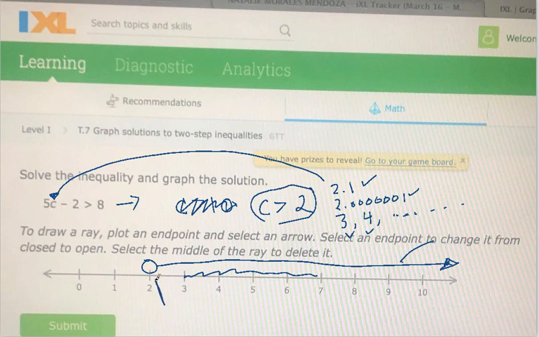So I leave this as an open circle. If I drew a closed-in circle, that would include the number 2. An open circle does not include the number 2 in the answer set. So any number that is greater than 2, but not including the number 2, that's what this open circle is, and that is your solution. That's how you graph it.